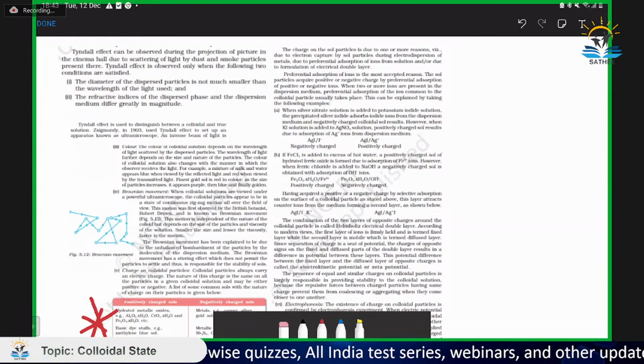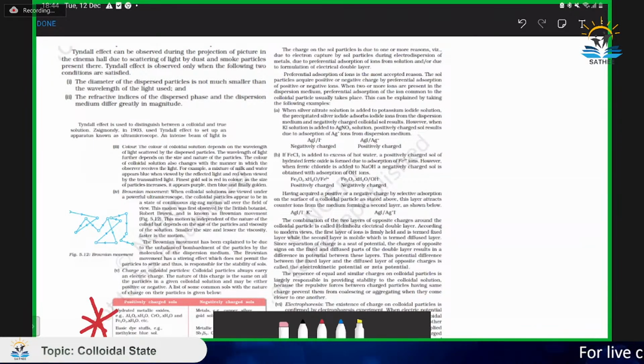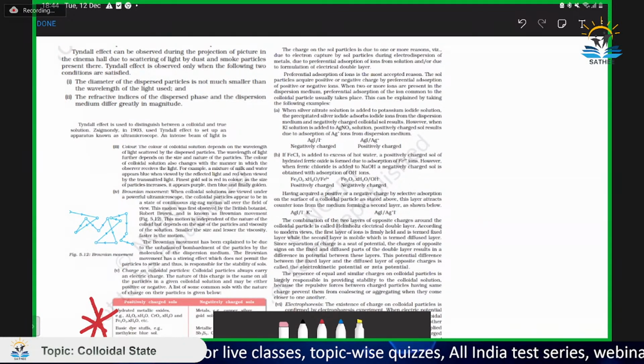So, the theory regarding the charge on colloid particles. The example is when silver nitrate solution is added to potassium iodide. Basically, say you have a solution of potassium iodide, KI. It's like a highly polar ionic solvent. Now you are adding silver nitrate into it, and silver nitrate is a little bit covalent compared to KI. So when you add AgNO3 into KI solution, it forms AgI and KNO3.